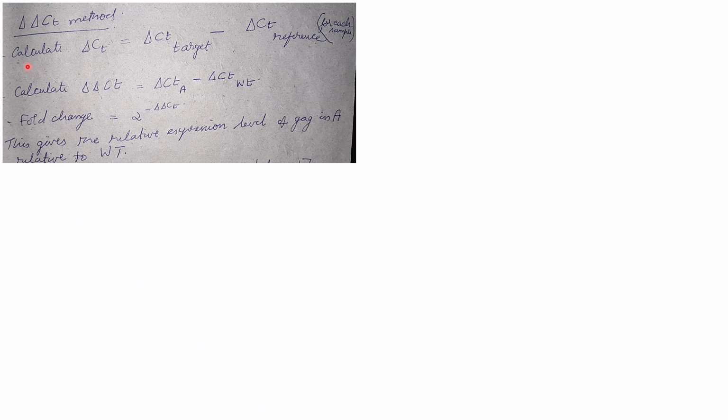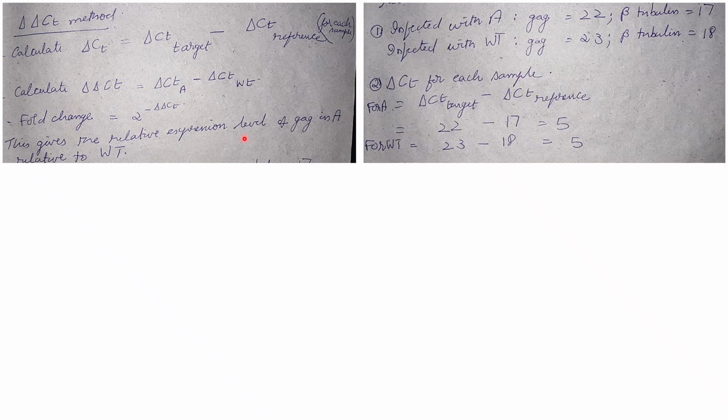So delta CT method, first you will calculate delta CT, that is the difference between the CT values of the sample and that of the standard. Okay, then you calculate the delta CT for the mutant A and the delta CT of the wild type. Then you subtract, then you go for the fold change, that is given by 2 raised to minus delta delta CT. So this will give the relative expression level of gag in A relative to wild type.